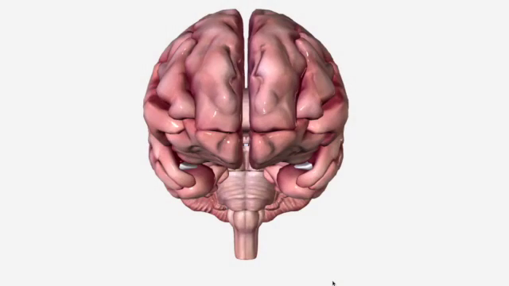My name is Brendan Maines, and today I'm going to go over the brain. The brain is part of the central nervous system and consists of the brainstem, the cerebellum, and the cerebrum.